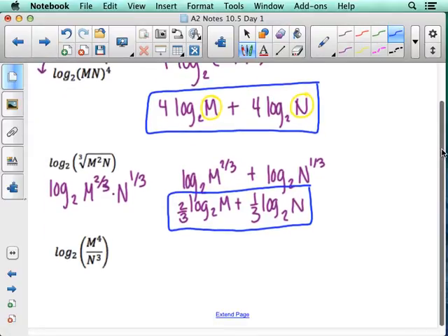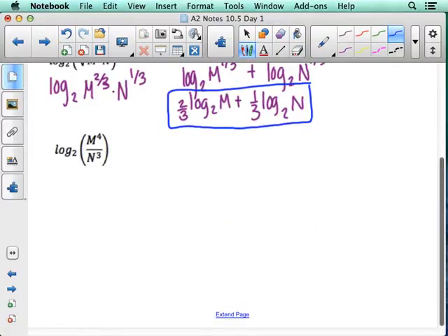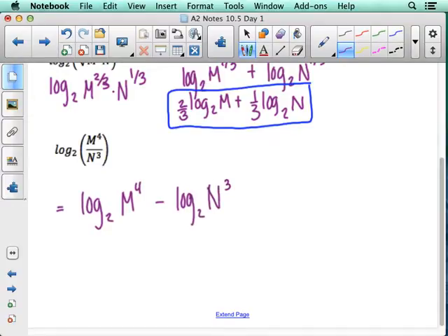Okay, last one down here. Log base 2 of m to the 4th over n cubed. So now I'm dividing, so I know that I can split this up using subtraction. So this is log base 2 of m to the 4th minus log base 2 of n cubed. And now my exponent can come out front, so 4 log base 2 of m minus 3 log base 2 of n. And this will be your final answer.